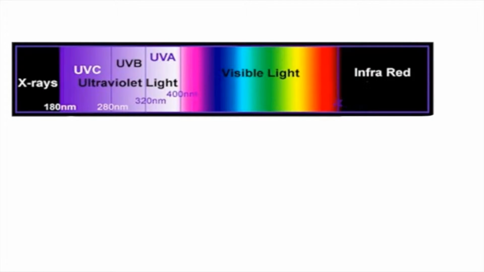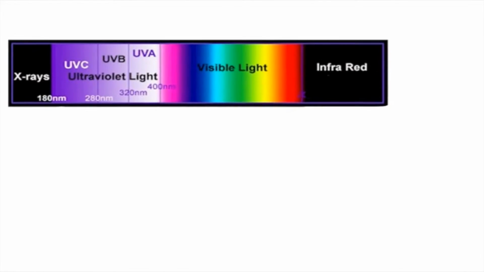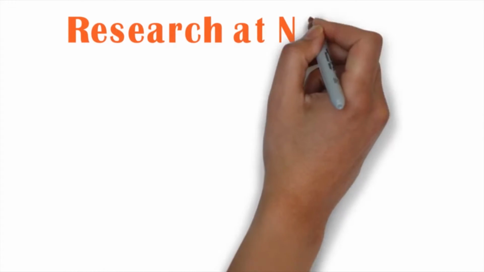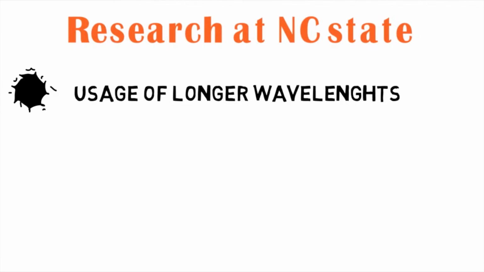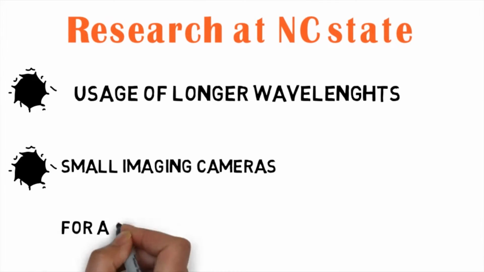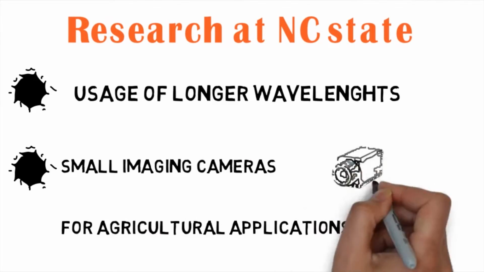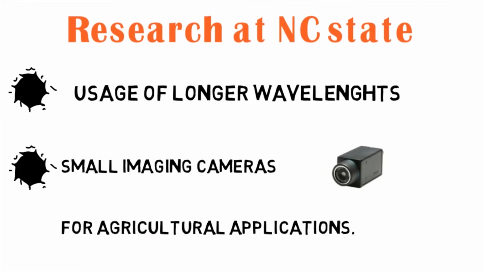On the other end of the spectrum, towards the red, if we go to even longer wavelengths than those that we can see, we call that infrared. And so all these other wavelengths of light contain additional information about the target. Part of the research that we're doing here at North Carolina State is also looking at how these longer wavelengths can be used in these small imaging cameras that we're building for agricultural applications.